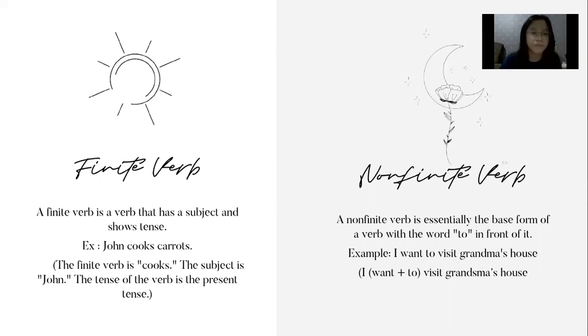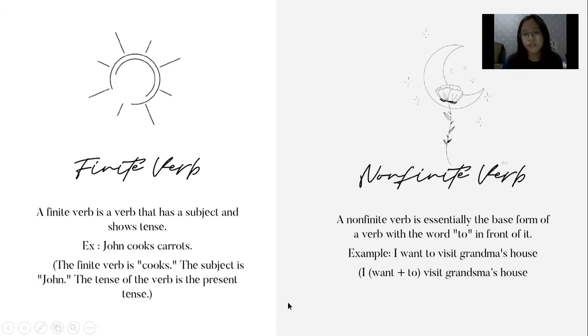Finite verb. A finite verb is a verb that has a subject and shows tense. For example, John cooks carrots. The finite verb is cooks. The subject is John. The tense of the verb is the present tense.